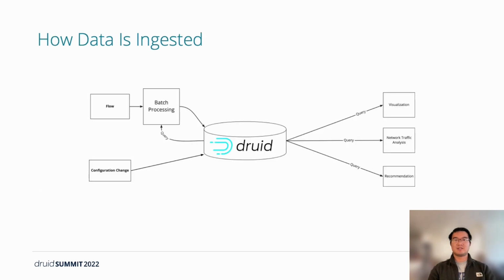Before I start talking about our journey, let's take a quick look at how data is ingested to Druid. The configuration changes are streamed directly to Druid. For flows, we have a mini batch processing pipeline that constantly queries configurations from Druid and correlates them with the flows. The correlated flows are then streamed to Druid, where they are stored and then queried by the applications. We will get back to this diagram when I talk about some of the issues we faced.